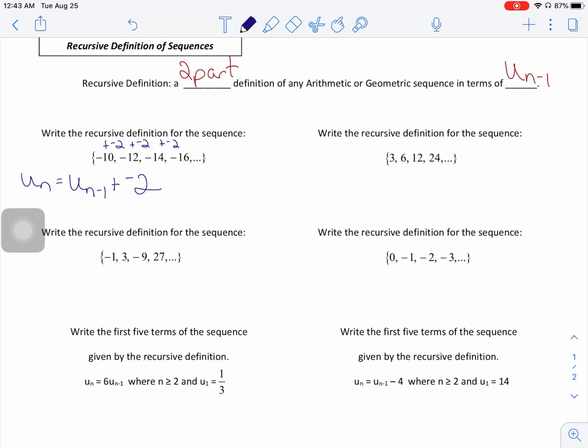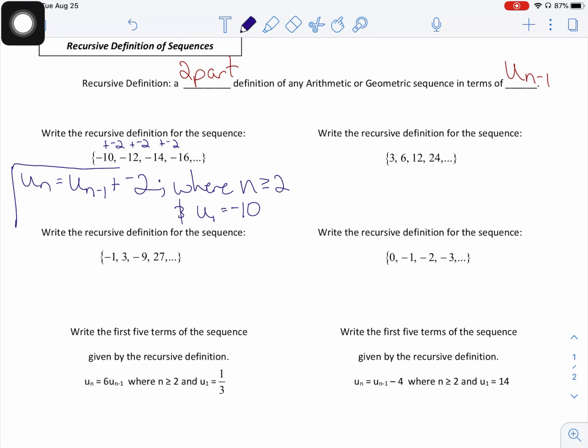All right, but this is the first part. Remember I said it's a two-part definition. So the second part is where n is greater than or equal to 2, and u sub 1 is equal to, in this particular definition, negative 10. So this whole thing is the recursive definition for that sequence.